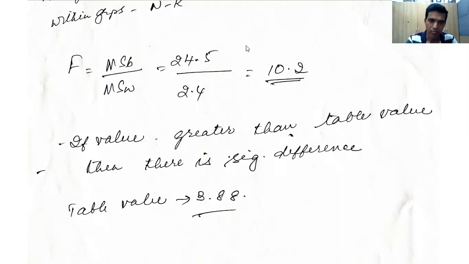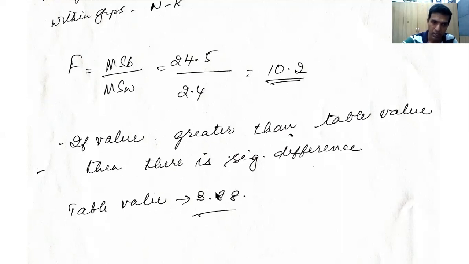Now, if the F value, the ANOVA value that you got, is greater than the table value, then there is a significant difference. But if the result that you've got is not greater than the table value, then there is no statistical significance. Statistically, it's not significant. That's how you have to interpret it.